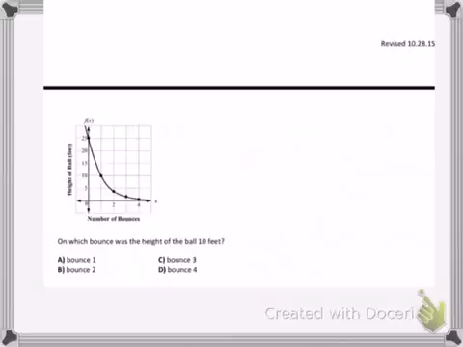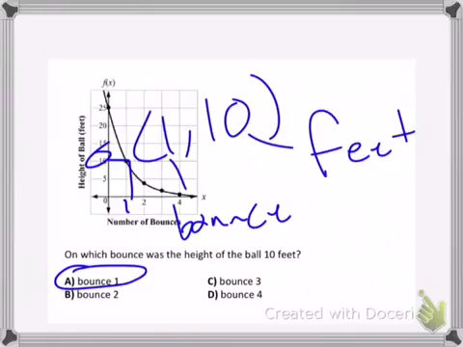Right here, what bounce was the height at 10? So look at your graph and figure out which bounce the height is at 10. Right here, at 1 bounce, the height is at 10. So you follow right here, you got 10 bounces. 10 for the height and 1 for the bounce. Notice it has bounces and height.